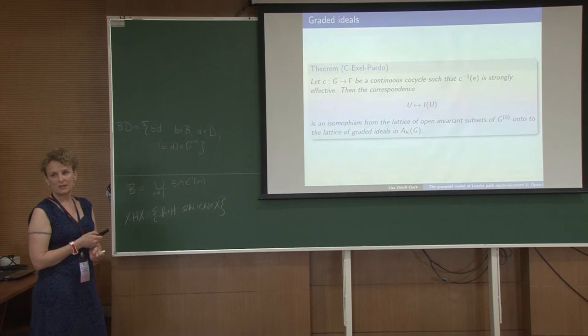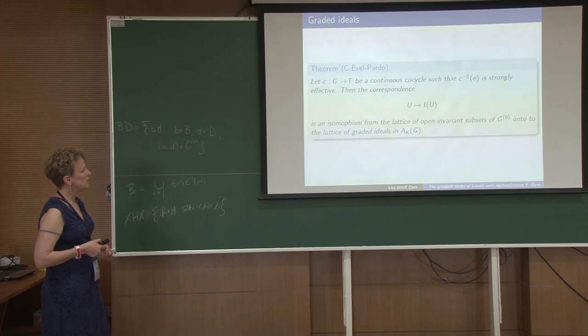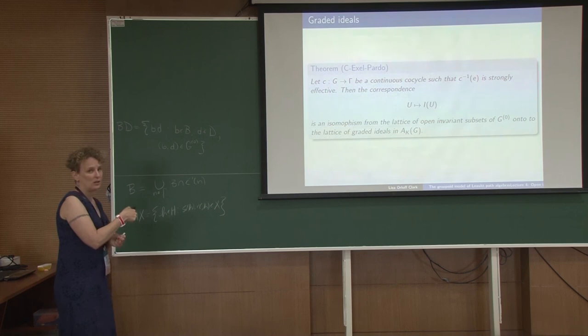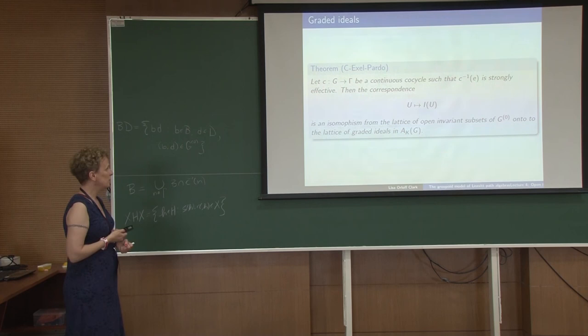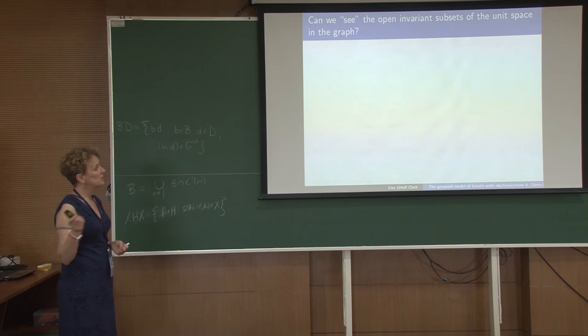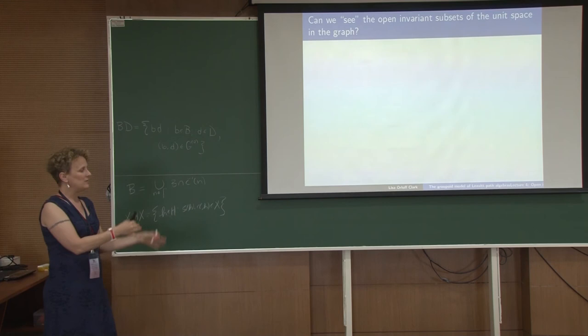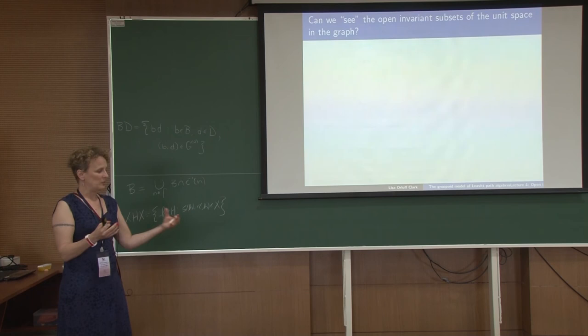That's true always in the Leavitt path algebra. And again, for the Leavitt path algebra, we talked about how the inverse image of zero, the zero-graded part, is effective. It's in fact strongly effective. It's in fact even better than that. As I said, it's the same principle. There's no non-trivial isotropy. All right, so this relates to the question, what are the open invariant subsets of the unit space? We talked about tracing your way through the algebras, but we should be able to do it from graph to groupoid without having to go through the algebras.